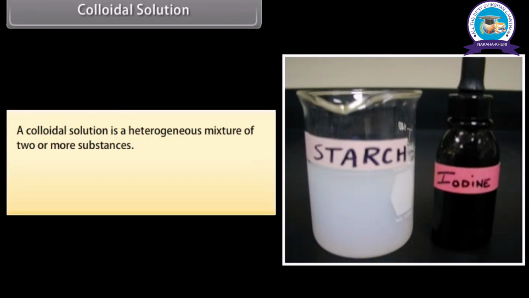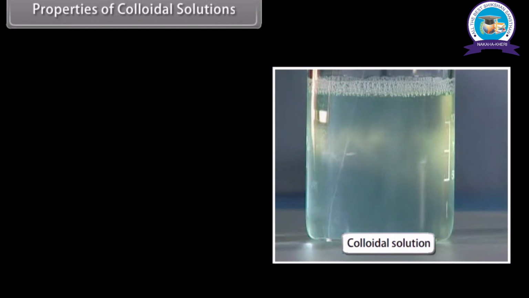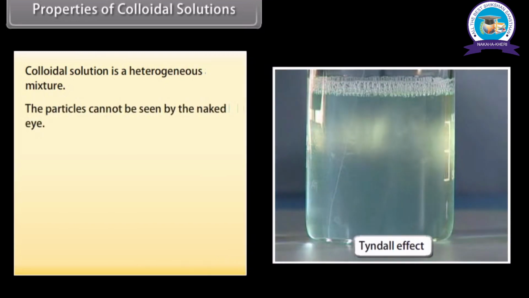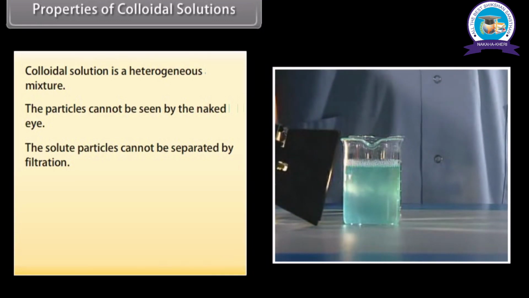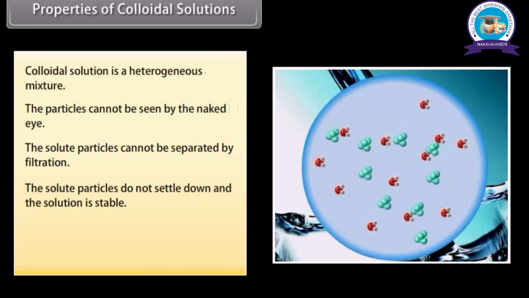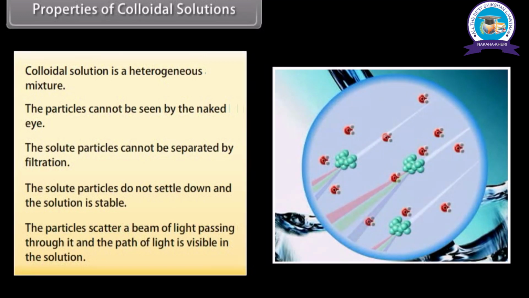Colloidal solution. A colloidal solution is a heterogeneous mixture of two or more substances. For example, mixture of starch in water, mixture of egg albumin in water, milk, air containing dust and smoke, etc. Properties of colloidal solutions. Colloidal solution is a heterogeneous mixture. The particles cannot be seen by the naked eye. The solute particles cannot be separated by filtration. The solute particles do not settle down and the solution is stable. The particles scatter a beam of light passing through it, and the path of light is visible in the solution.